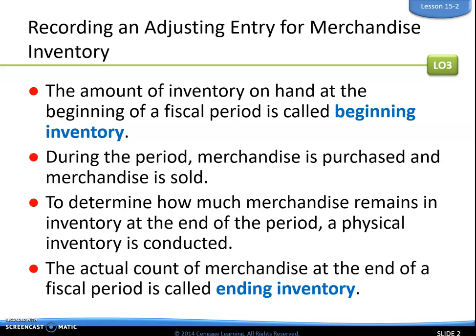Okay, so to recap that, we have our beginning inventory, the amount that we start out with. Then throughout the period, we buy and we sell. At the end of the period, we do a physical count, and that physical count then would be our ending inventory.